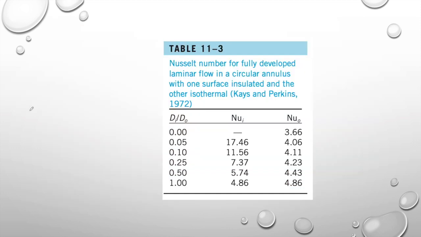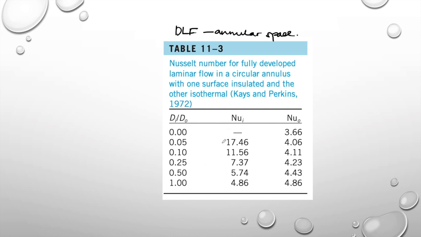So when that happens, the Nusselt number for that condition will be determined by using this figure. This figure is only for developing laminar flow for the annular space. So how to read this figure?